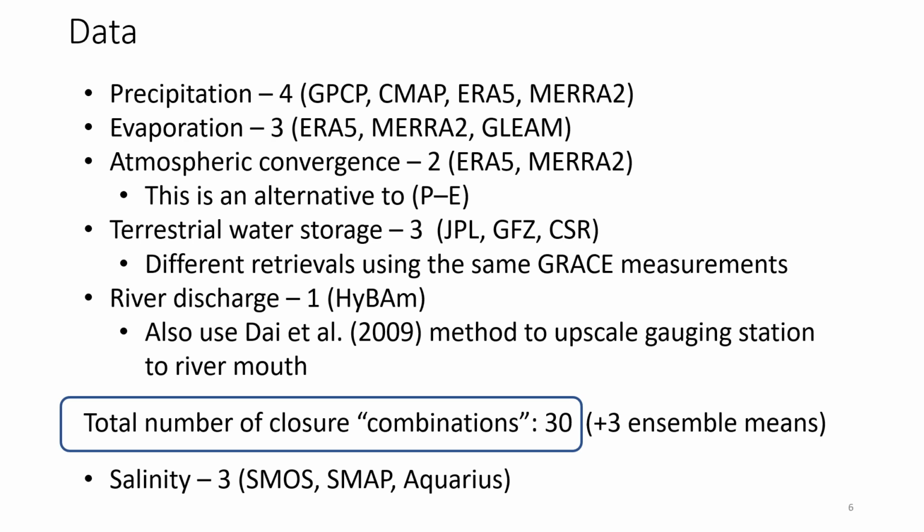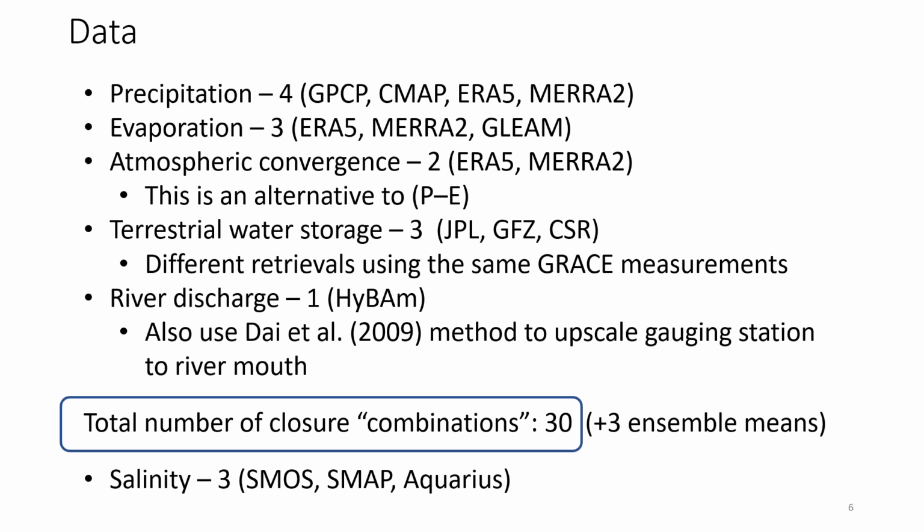And we include multiple data sets for each variable: 4 data sets for precipitation, 3 for evaporation, 2 for water vapor convergence in the atmosphere, and 3 for terrestrial water storage. And there is only 1 river discharge measurement at a specific station, but we also use the dietol method to upscale gauging station data to the river mouth. And the total number of closure combinations would be 30 plus.